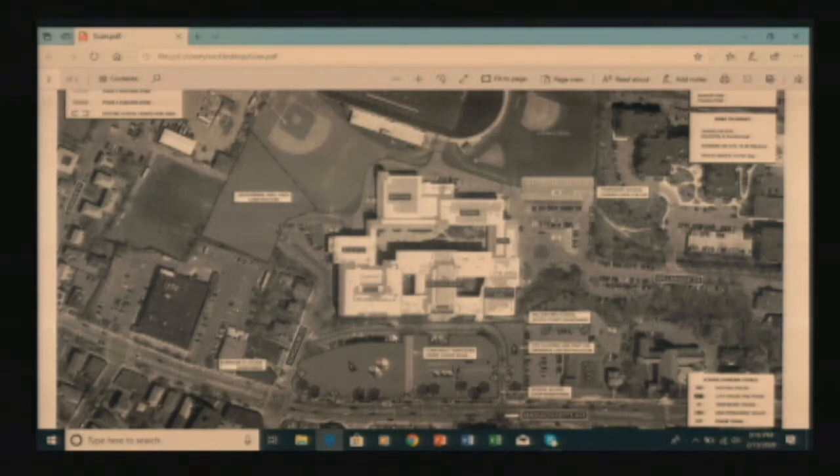Right now, there is a culvert that goes under the high school, and all that water has to be rediverted. So there's going to be a trench dug in the front of the high school, 6 feet deep, in order to do a diversion on the culvert.